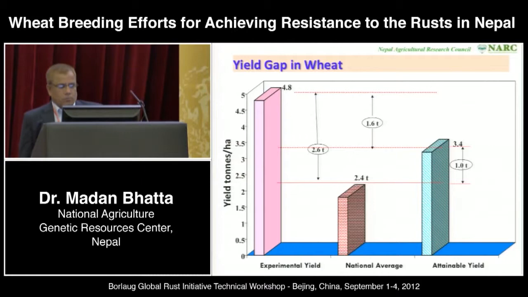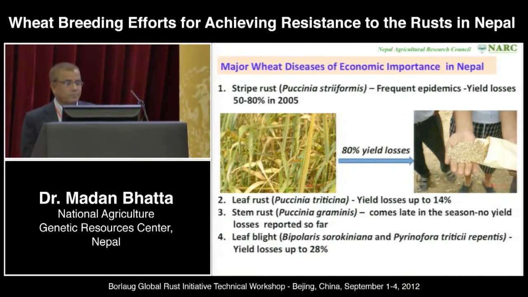We still have a 1 ton yield gap that we can achieve through better management, and we have experimental yield of more than 5 tons per hectare. The national average is only 2.4 metric tons per hectare.